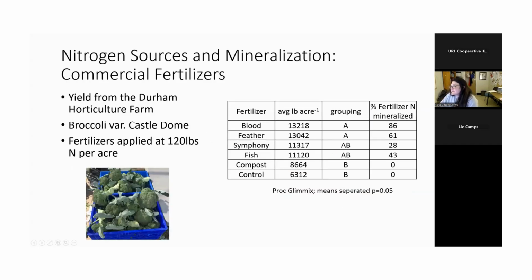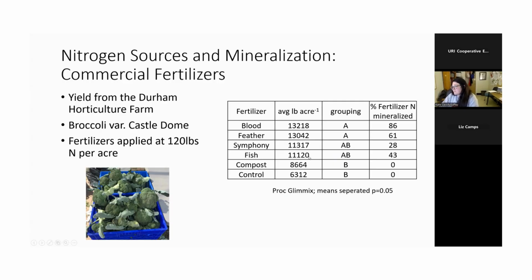Okay, so some yield data. I did 2 years of different studies looking at both tomatoes and broccoli with 8 different fertilizers. And this was done in North Georgia. I applied the fertilizer at a rate of 120 pounds of nitrogen per acre. So we looked at blood meal, feather meal, Harmony, fish meal, compost, and then nothing.